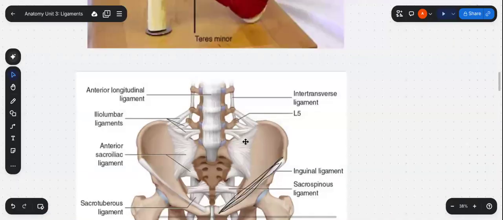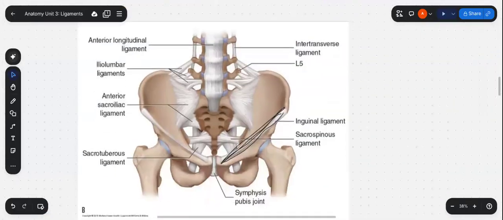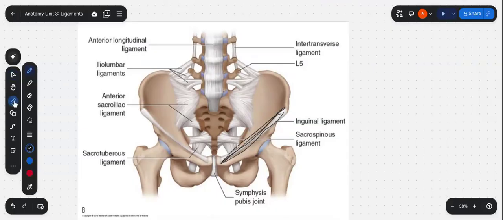All right, moving on, we're going to look at the hips. So the first ligament that we're going to look at is your anterior sacroiliac ligament. That is basically this big ligament over here. You can see a little bit more of it popping out from behind over here. So basically just like this whole region over there.